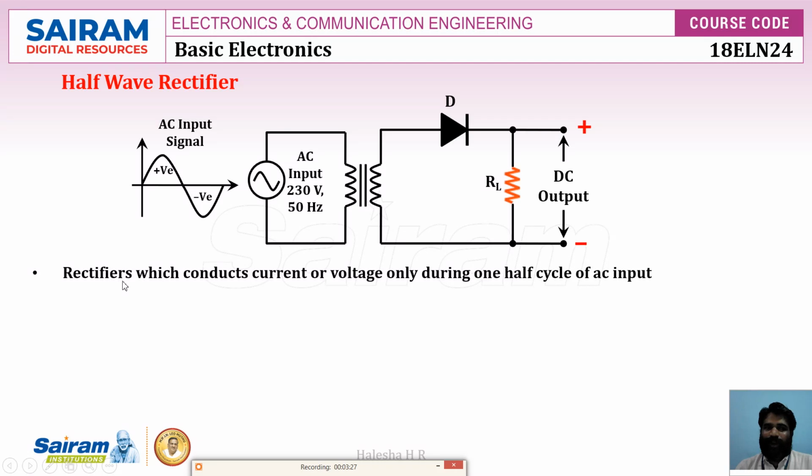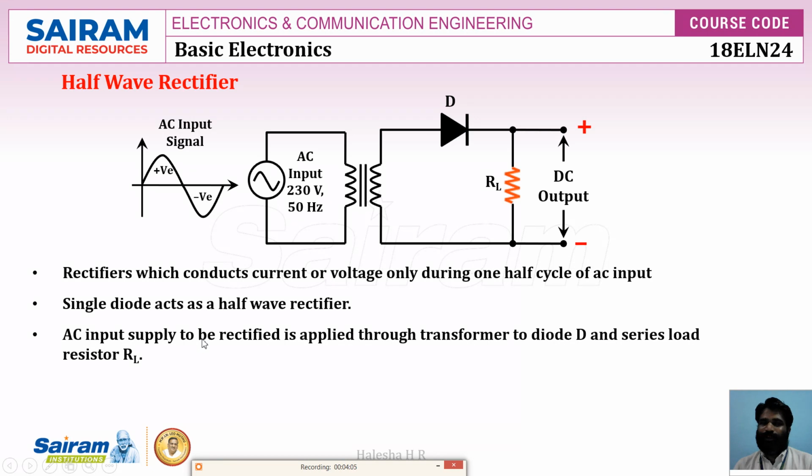A rectifier which conducts current or voltage only during one half cycle of AC input is called a half wave rectifier. Half wave rectifier is a rectifier which conducts current or voltage only during one half of the AC input. So this is the circuit which conducts in the positive half cycle. If you reverse the polarity of the diode, it conducts during only the negative half cycle. Clear? So here a single diode acts as a half wave rectifier.